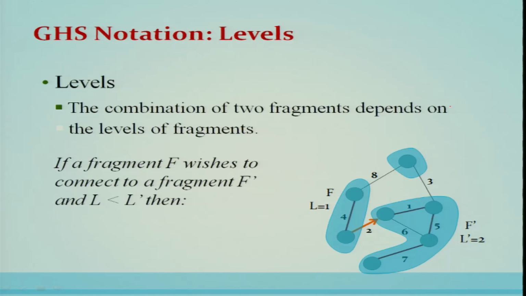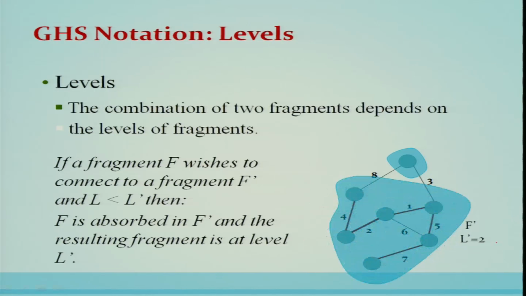So, if the fragment f wishes to connect to a fragment f prime, this is f and this is f prime, and the level of fragment f, L, is less than the level of f prime, then f is absorbed in f prime and the resulting fragment is at the level L prime, that is shown over here. So, the resulting fragment will be f prime and its level will be the same as f prime's level, that is L prime is equal to 2.